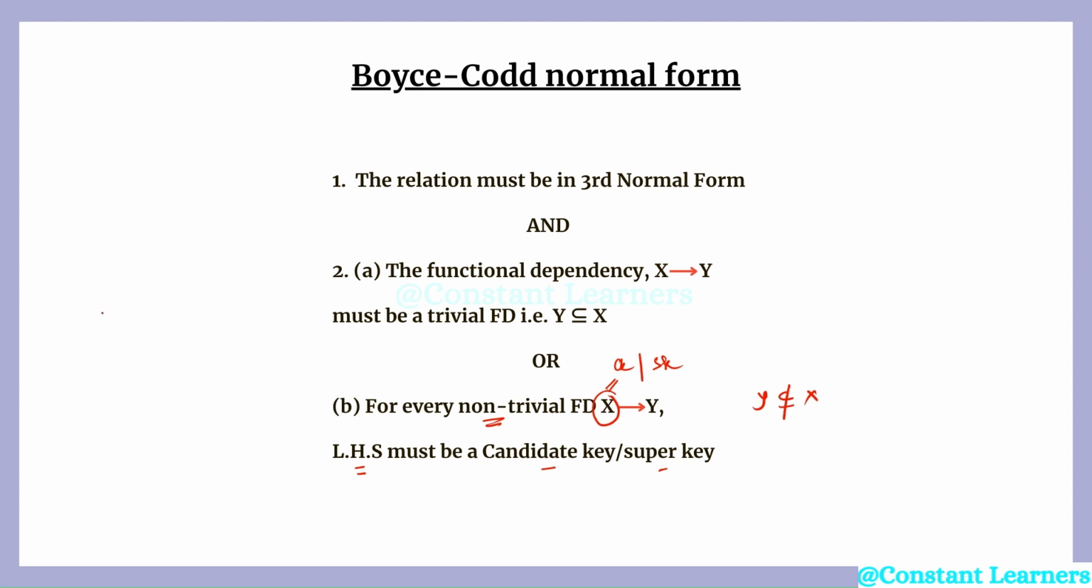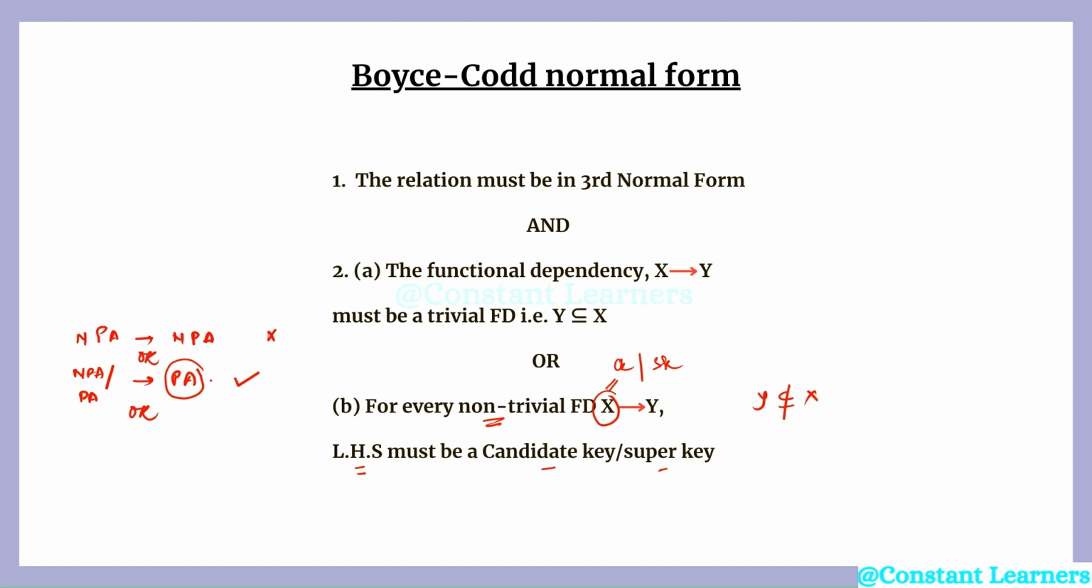For third normal form, the rule was that there should be no transitive dependency. That is, no non-prime attribute should determine another non-prime attribute, right? This was not allowed. Then the second rule was that if the right-hand side was a prime attribute, it didn't matter what was there on the left-hand side. It could be a non-prime attribute or it could be a prime attribute, right? But if the right-hand side was a prime attribute, then it was in the third normal form. Or we had an or here, right?